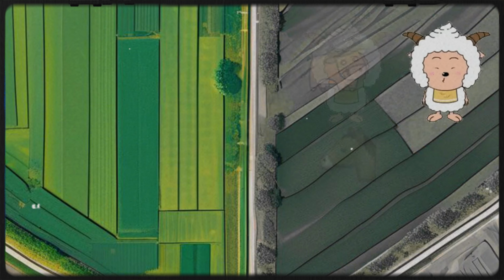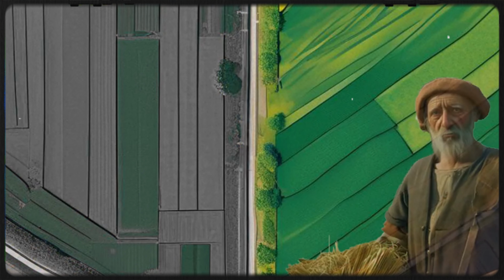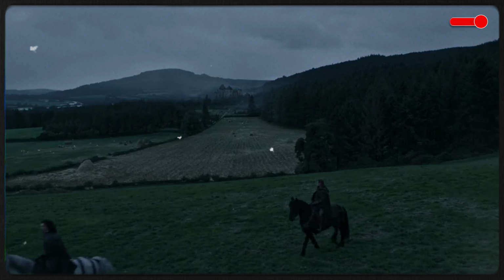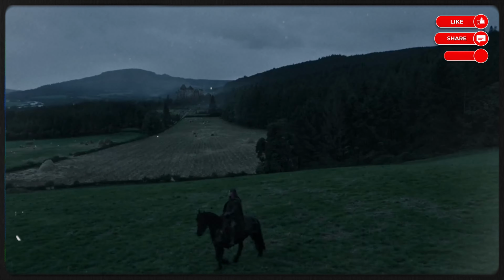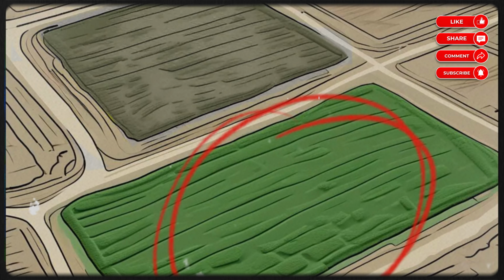The following year, the fields are swapped. Field A is left to fallow, and Field B is cultivated. The advantage of this is that it maintains soil fertility and avoids overcultivation. However, the 2-field system cultivates only half the land each year. Its efficiency was low, which led to the 3-field system.